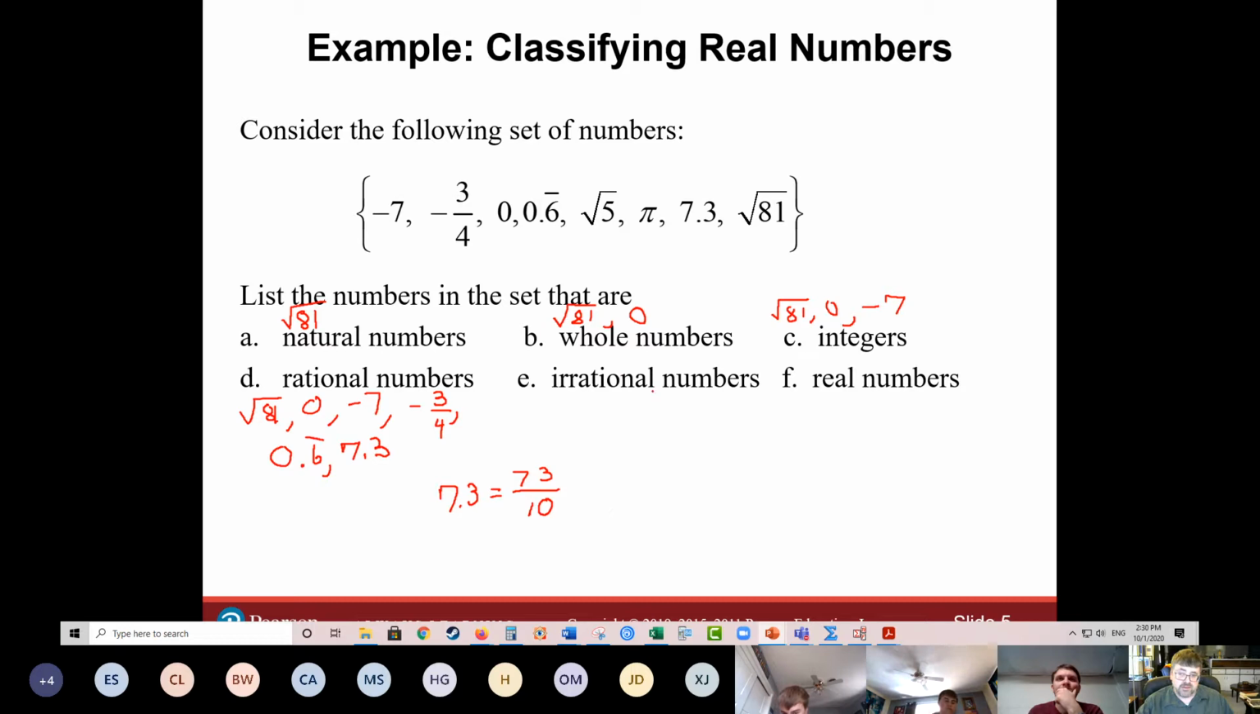And then the irrational numbers are the numbers that are literally not rational. There are two of them that aren't on our list of rational numbers. So that would be the square root of 5 and pi. And then finally, the real numbers. All of the items in the list are real numbers.